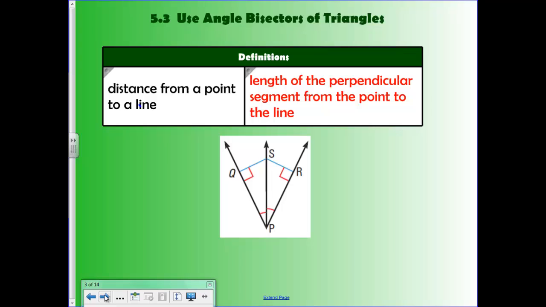If I say, here's point S out here, and I say, find the distance from the point to the line, some people might measure it this way, some people might measure it this way, some people might measure it this way. So this is where we have this definition that comes in. We want the perpendicular distance from that point to the line, and same thing here. We want that perpendicular distance. So that just puts us all on the same page.